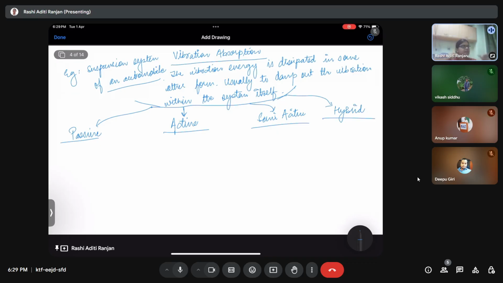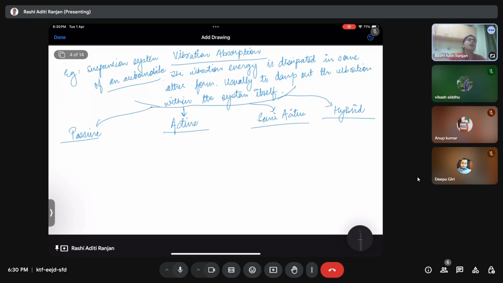Now, when my system is operating, that passive absorber is going to absorb the vibration. But it may happen that for a certain frequency, the passive absorber will be able to absorb a high amount of energy, but for certain frequency, it may not be able to absorb that amount of energy. That is a problem with the passive case.